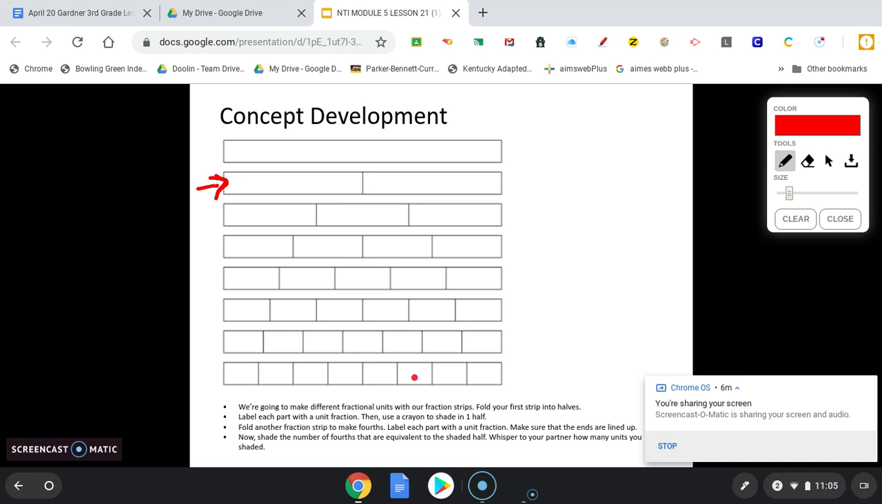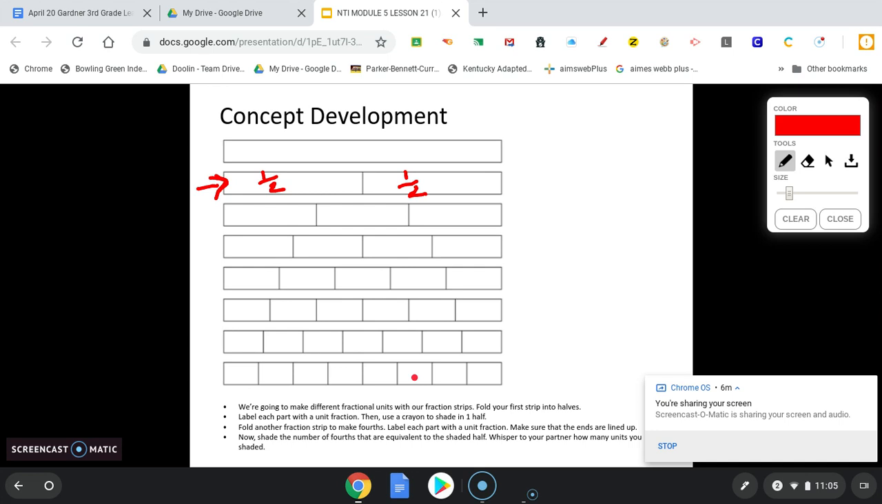And I want you to label each part with a unit fraction. So what would the unit fraction be for each part? Perfect. The unit fraction would be 1/2 for each part. So each part needs to say 1/2.